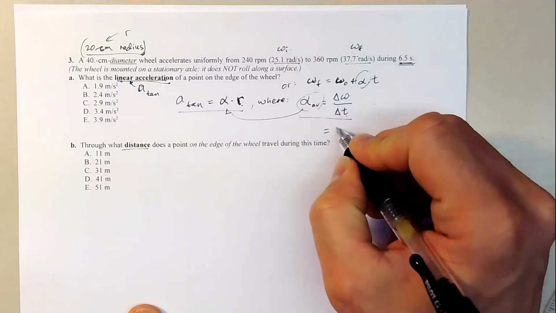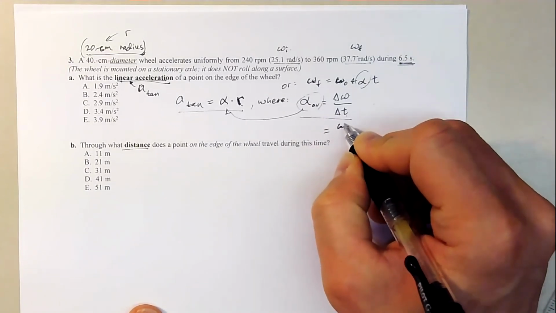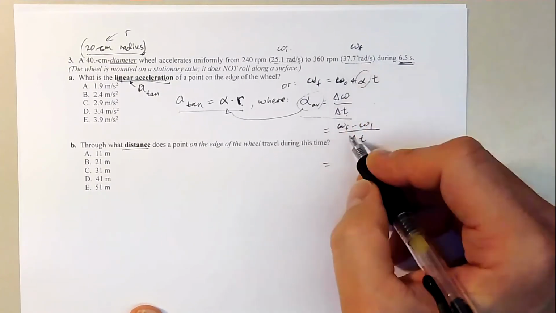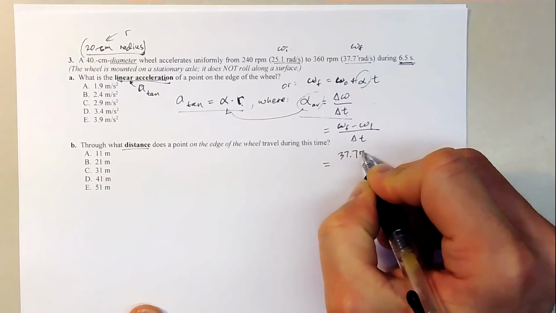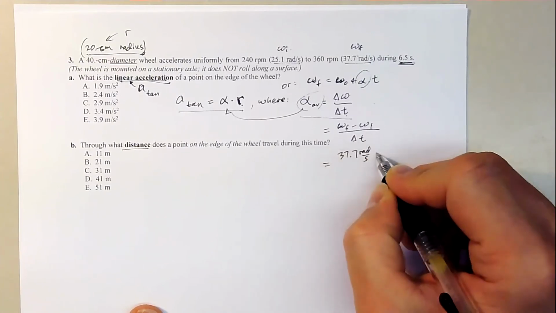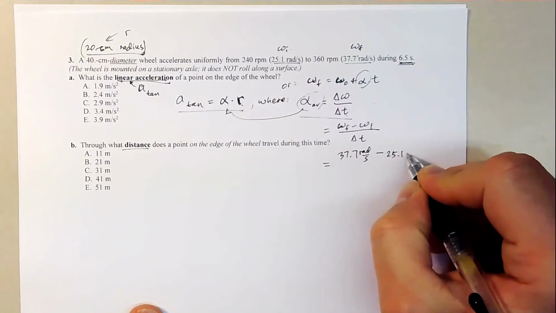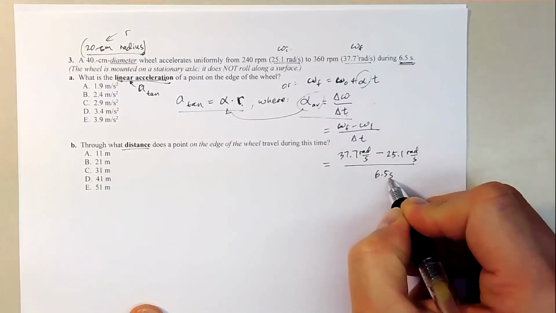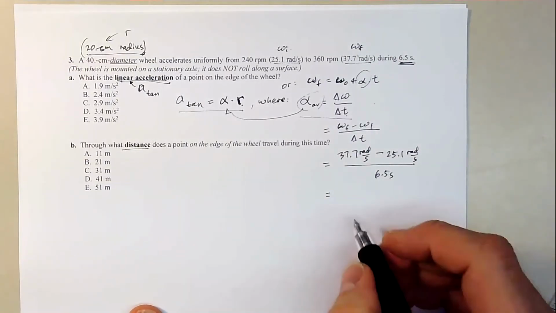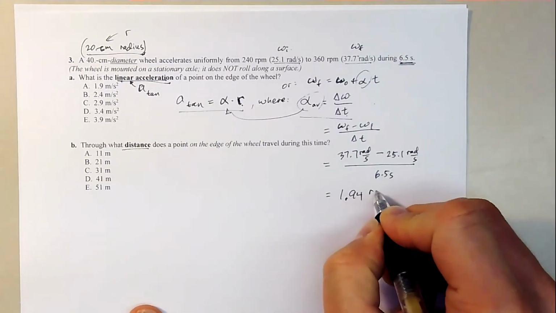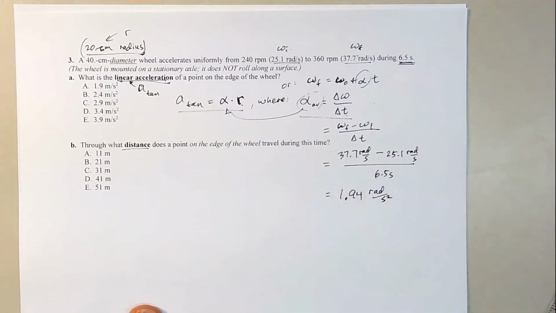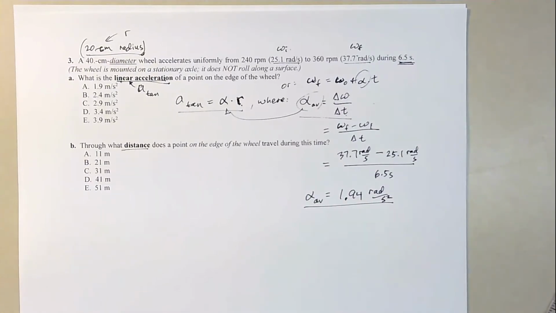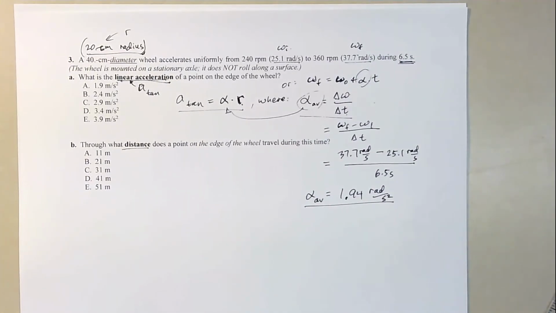So let's go ahead and calculate what this is. This is omega final minus omega initial over delta t. Using the values from up above, 37.7 radians per second minus 25.1 radians per second, divided by the time, 6.5 seconds. I ask my calculator what that is, and I get about 1.94 radians per second squared. So that's my intermediate value for the angular acceleration of the whole wheel.